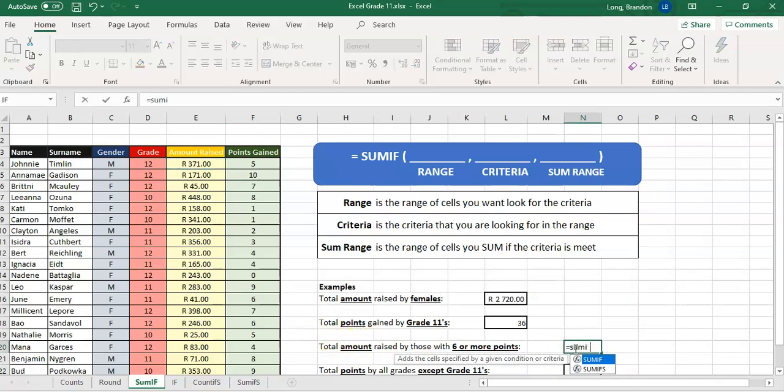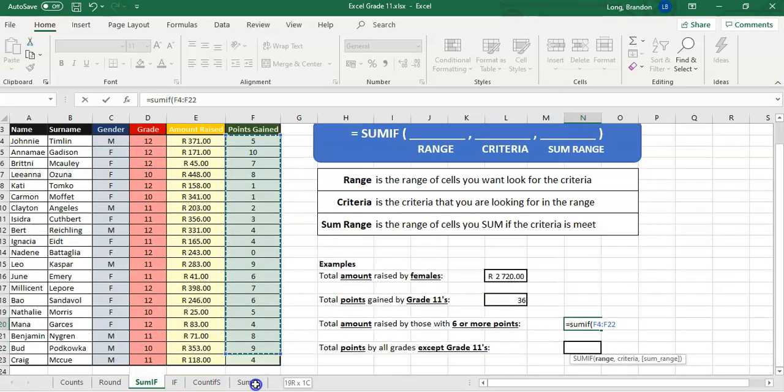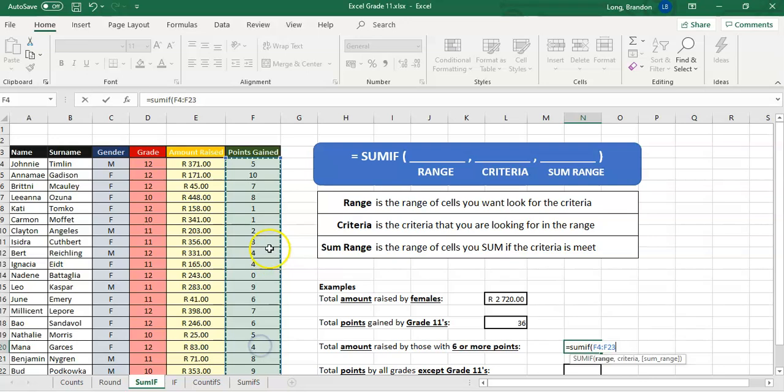Equals SUMIF. Where are we looking first? We're looking first at the points gained in this case. So you're looking in that block. What are we looking for? All those with 6 or more points. So it's greater than or equal to 6 as my criteria. But remember, your criteria must always be in double quotes. So we're going to put that in double quotes. Greater than or equal to 6.